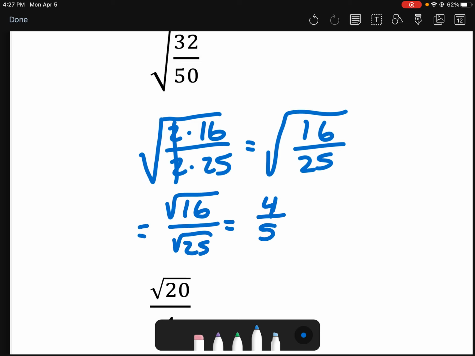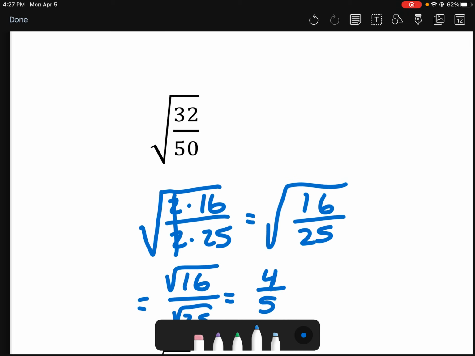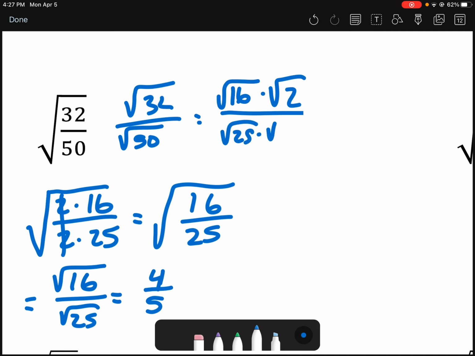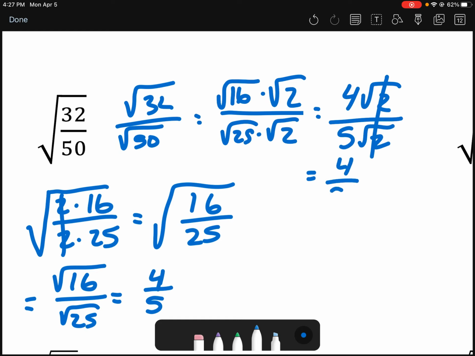But there's another way we can also go with it, of course. We can look at the square root of 32 over the square root of 50, and rewrite these to be the square root of 16 times the square root of 2, over the square root of 25 times the square root of 2. We know that these are 4 root 2 over 5 root 2. And then simplifying my fraction here, seeing that the top and bottom both have a square root of 2, they would cancel out, giving me 4/5.